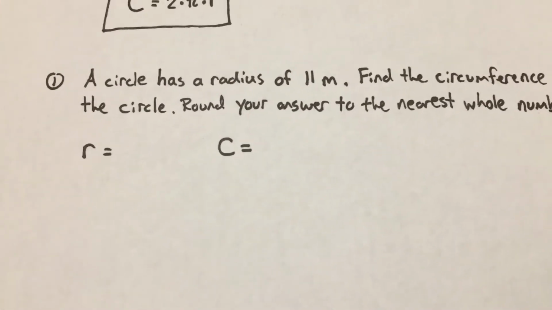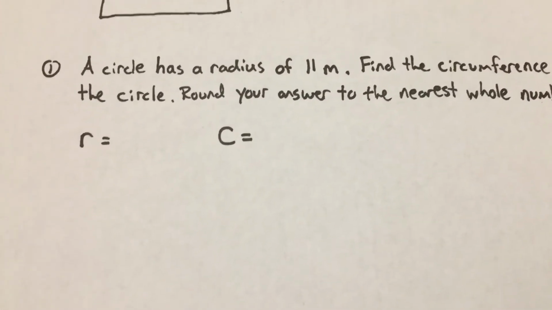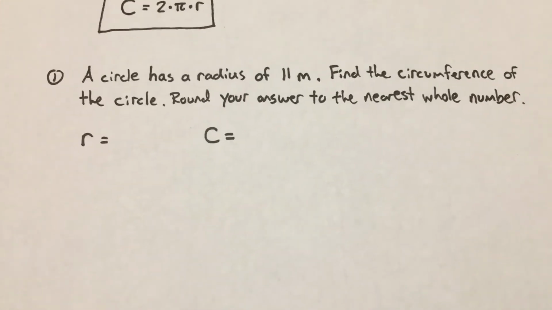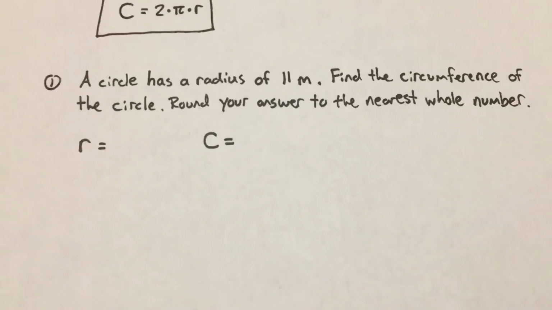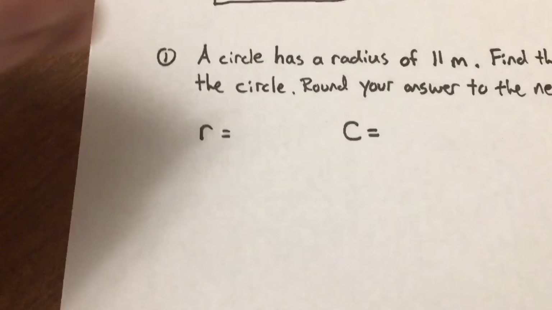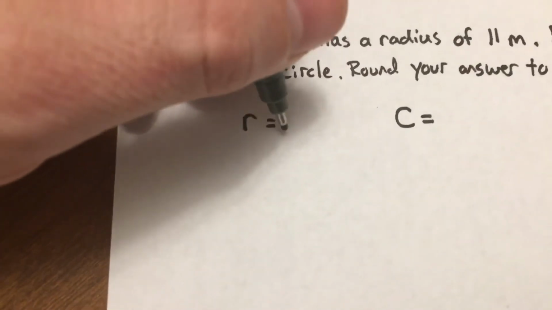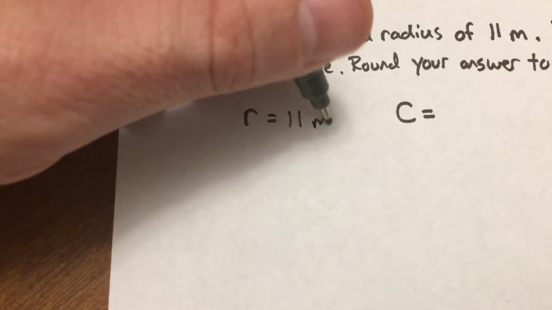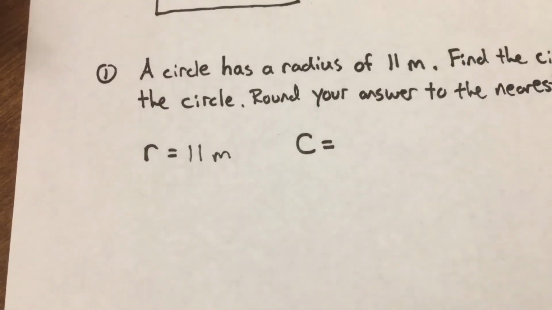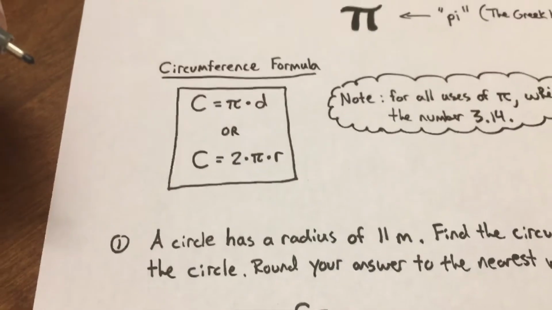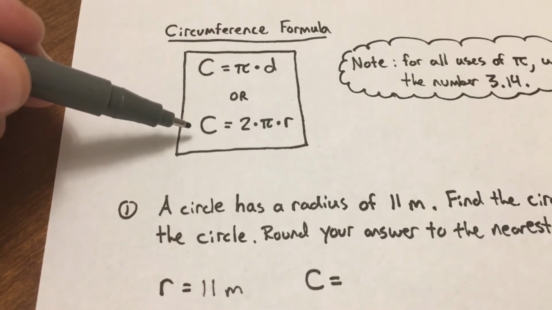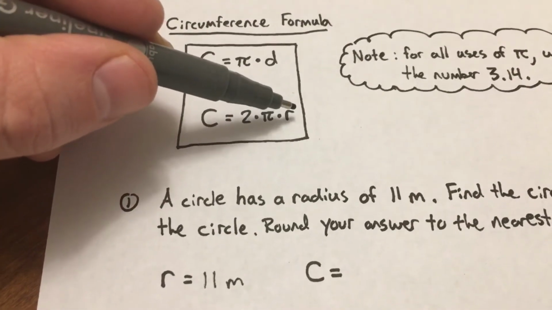Let's take a look at this example down below. A circle has a radius of 11 meters. Find the circumference of the circle and round your answer to the nearest whole number. So we know that the radius is 11 meters. And because we're given a radius, let's look at our formulas. It makes sense to use the second one since that has the variable r in it.